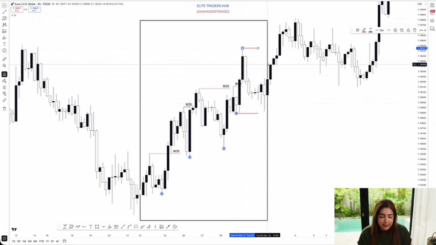But this is for you to just understand, right? That once you've marked that, everything becomes more clear. You know your range, you know your expectation, you know exactly what price should and shouldn't do. And that is what allows you to stay aligned with structure instead of reacting emotionally to every small move.